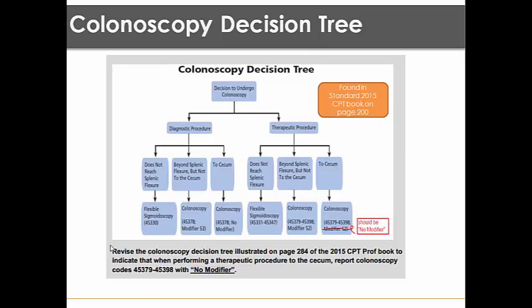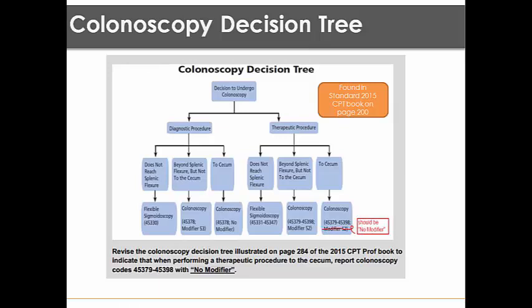Also, there is a revision that came out because there is a mistake, believe it or not, in the CPT book. This section right here, if it says to add modifier 52, just cross that off. There should be no modifier. You would not add a modifier to this section.